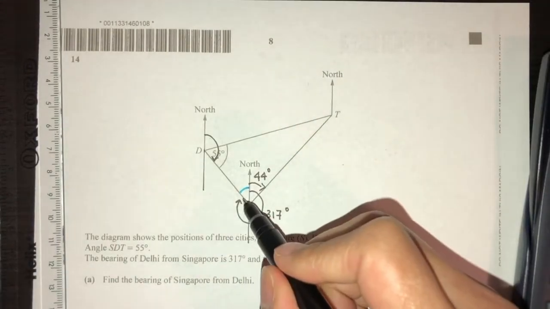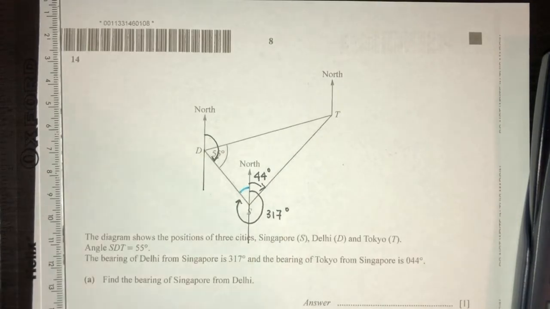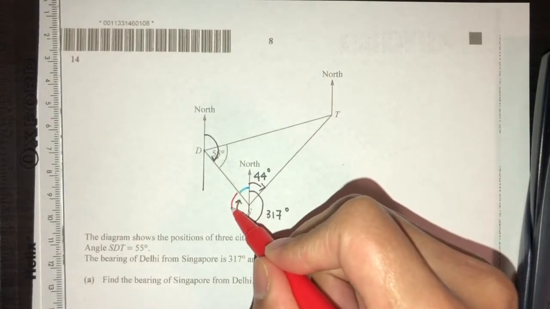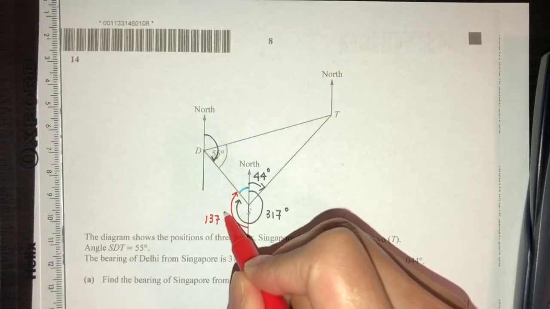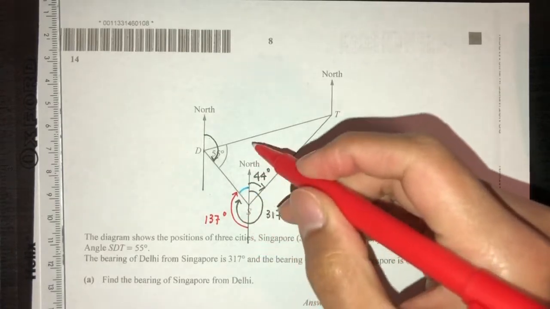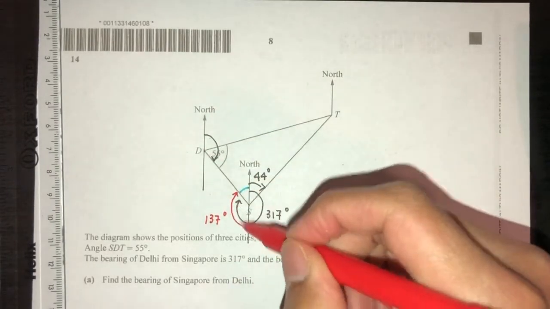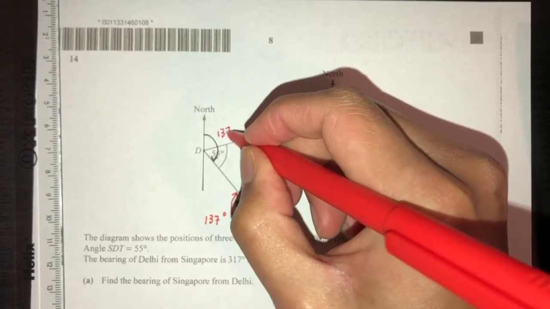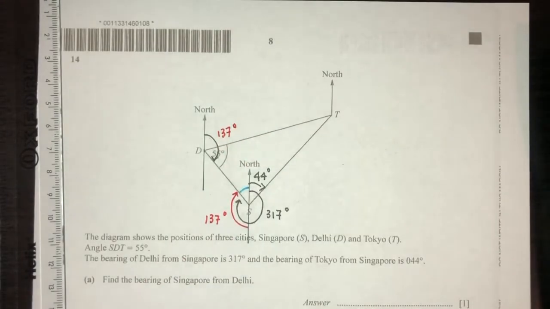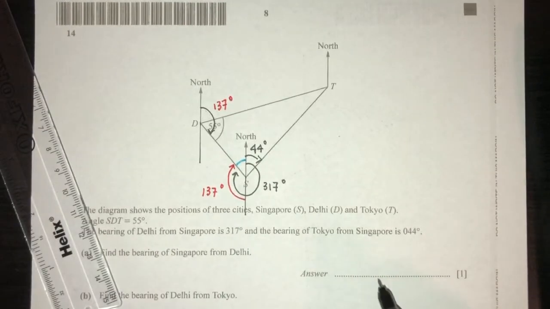So this angle here, let me use a different color. We know that this angle here is 137. Now because we know these two lines are parallel, these two have to be alternate angles, so this angle here will also be 137. So the bearing of Singapore from Delhi will be 137.